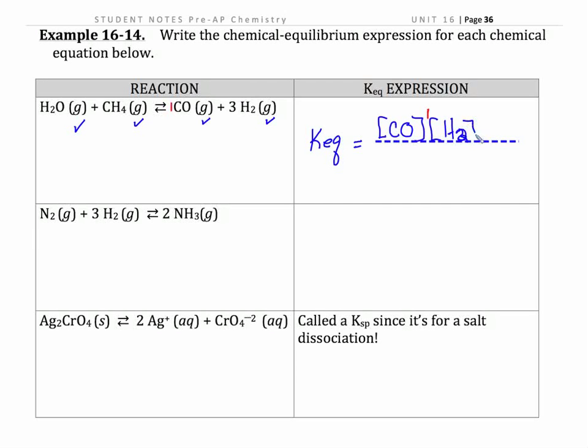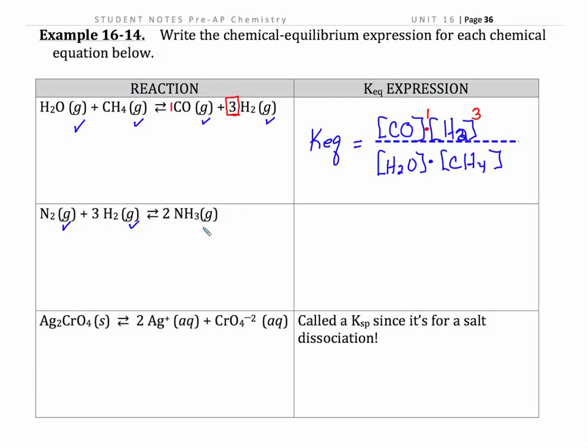Now, that 3 goes as the superscript there. The 3 from the coefficient becomes the superscript, not multiplied, superscript. And remember, we're multiplying here. We are not adding and subtracting. It's the product of the products on top, the product of the reactants on bottom. Now, since water is a gas, we do include that, and that would be our KEQ expression.